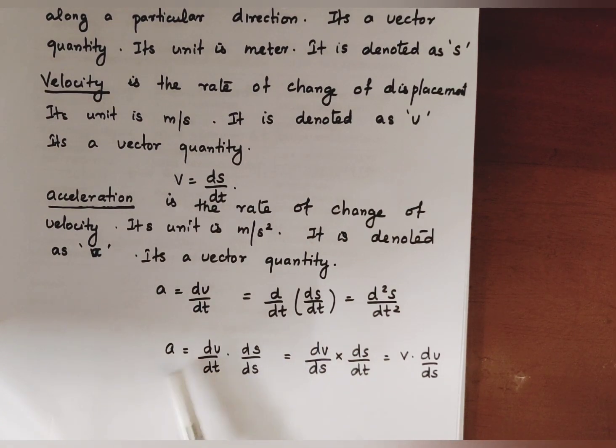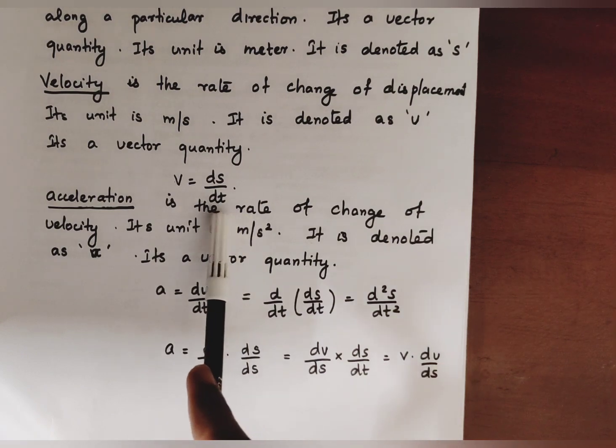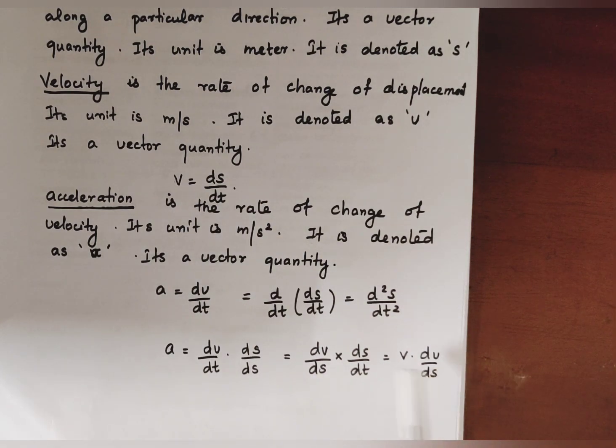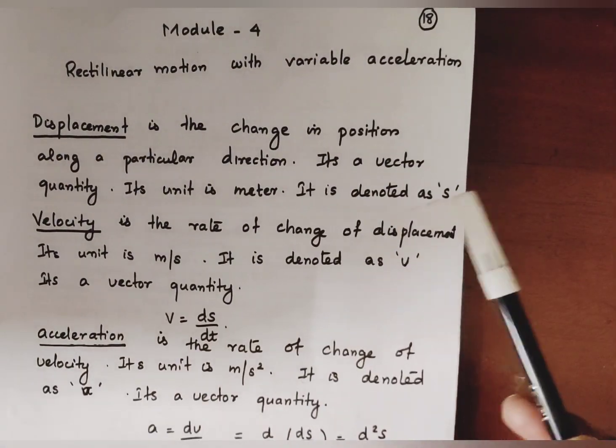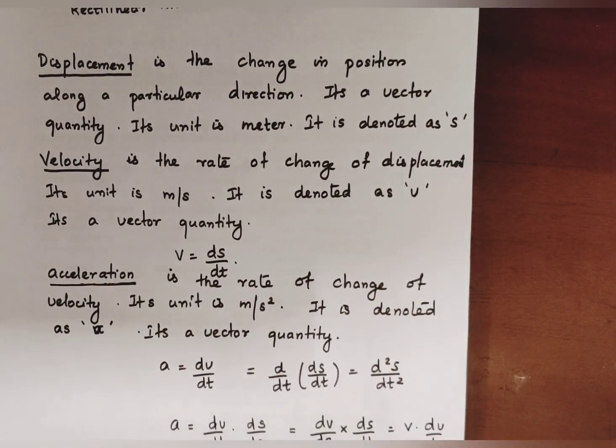Next we can change this equation, that is a is equal to dV by dt. Here we multiply the numerator and denominator with ds. You can rearrange these terms as dV by ds into ds by dt. ds by dt we have already discussed, that is the velocity. So acceleration can also be written as V into dV by ds. While solving problems using variable acceleration, you have to use these three equations.